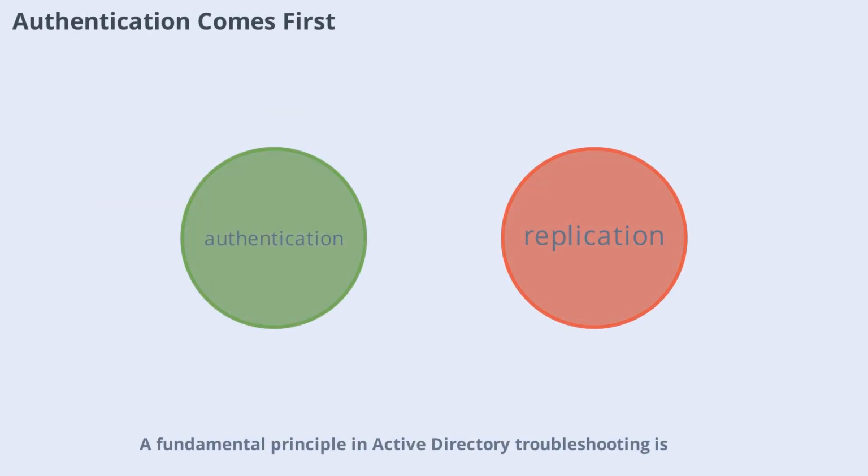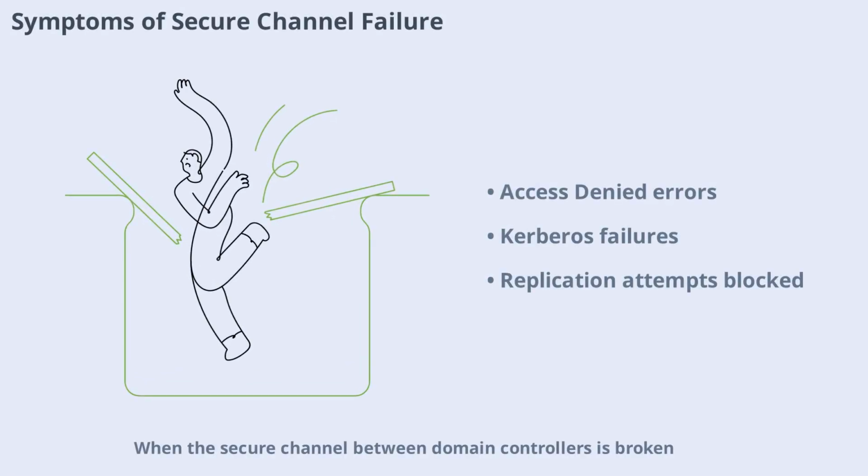A fundamental principle in Active Directory troubleshooting is that authentication must succeed before replication can occur. If the authentication layer is compromised, no amount of network tweaking will resolve replication issues. Always verify the integrity of the secure channel and authentication mechanisms before investigating other potential causes. When the secure channel between domain controllers is broken, the symptoms can be subtle or confusing. Common signs include access denied errors or vague Kerberos authentication failures during replication attempts. These errors indicate that the domain controller cannot prove its identity to its replication partners, preventing data synchronization.